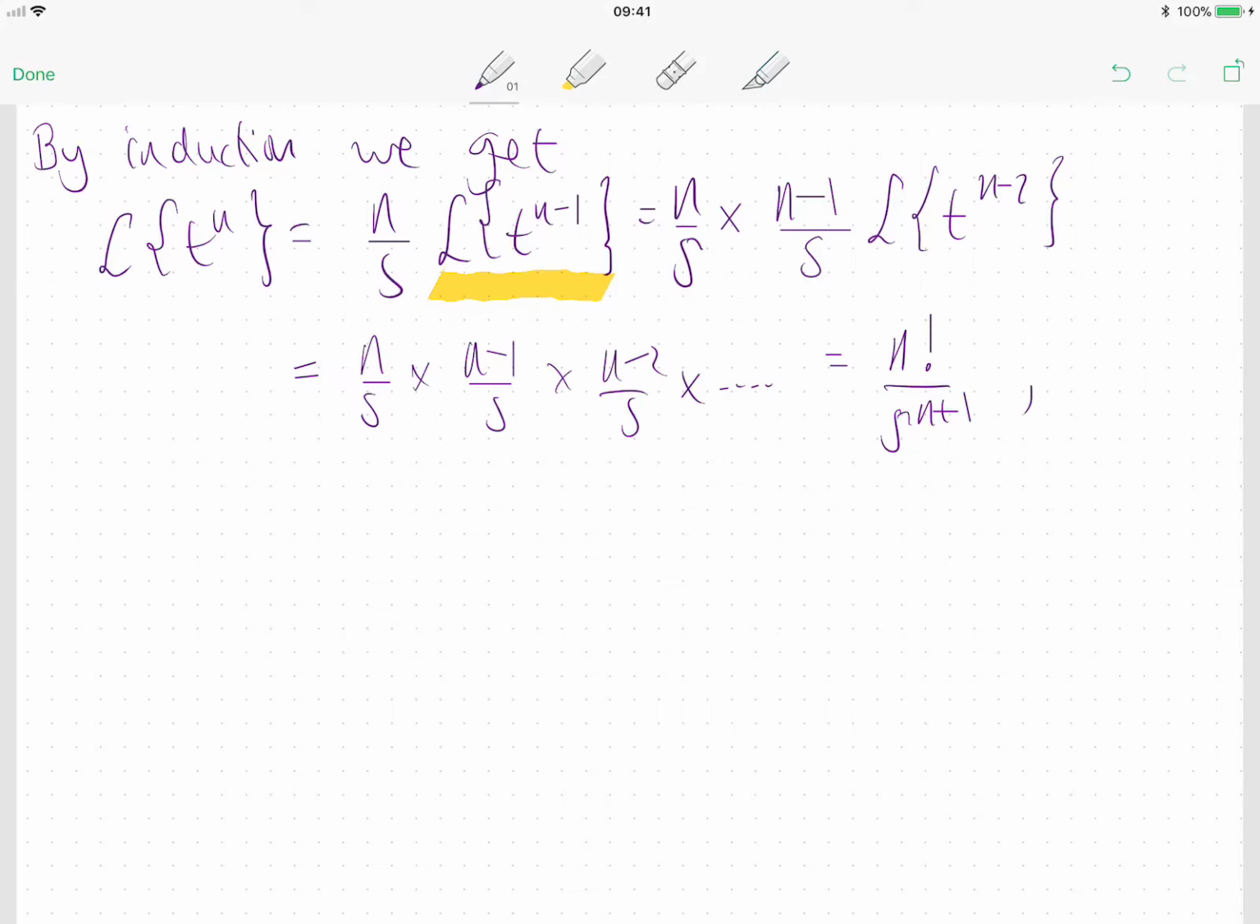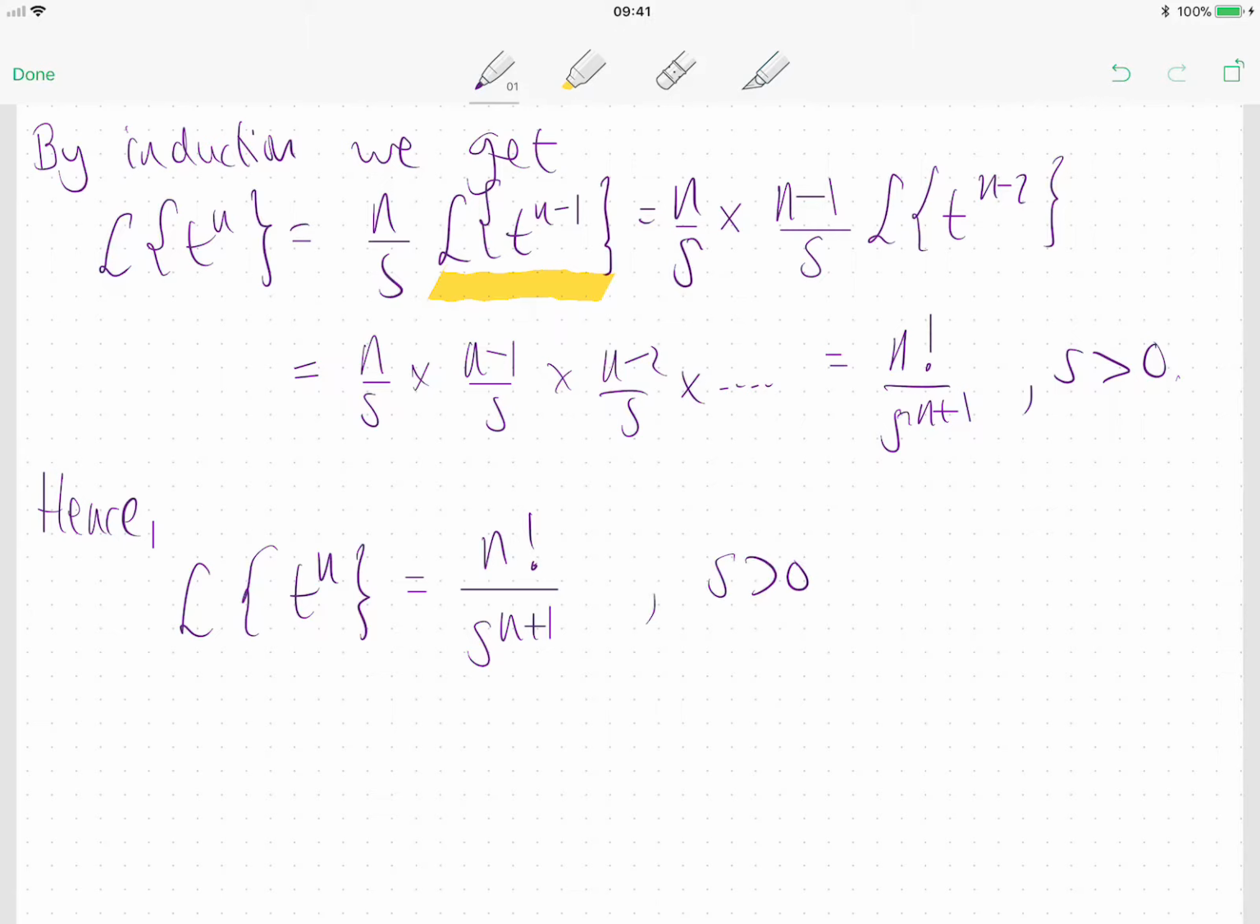And this makes sense. Let's think about s as similar to t, time, it doesn't work for 0, so actually it works for any s bigger than 0. And the conclusion, after using this induction process, the Laplace transform for t to the n is n factorial over s to the power n plus 1. And this makes sense for any s bigger than 0. So there you go. That was a bit more involved, but still quite a nice answer at the end, I think.